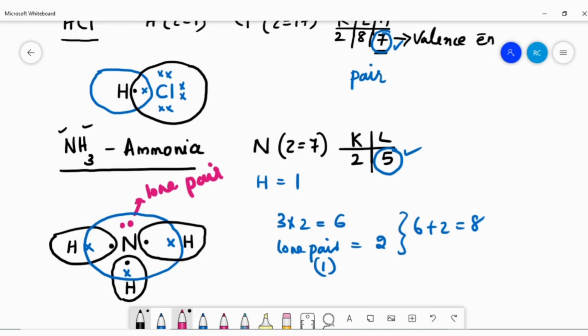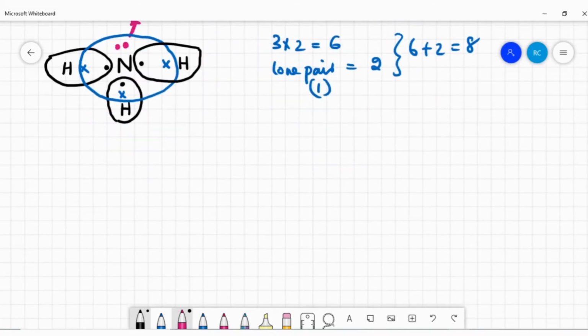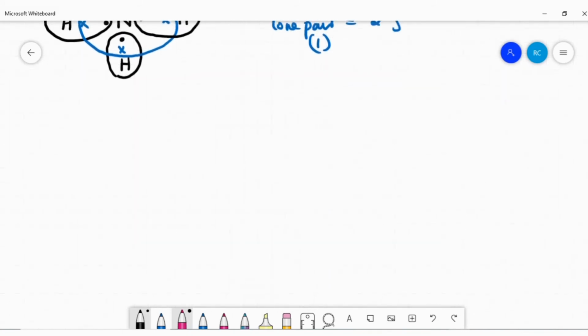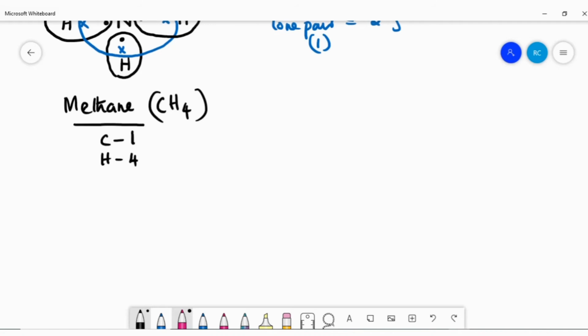Now we can consider another molecule, that is methane. Methane formula is CH4. So we have only one carbon atom and there are 4 hydrogen atoms present. So carbon comes in the middle of the electron dot structure and 4 hydrogens are surrounding the carbon atom. This is the way we are arranging hydrogen atoms around the carbon atom.